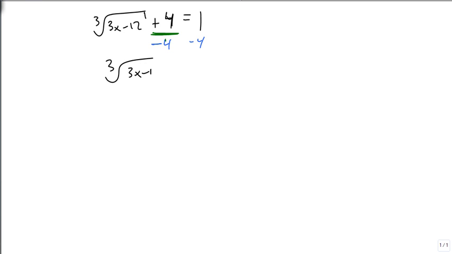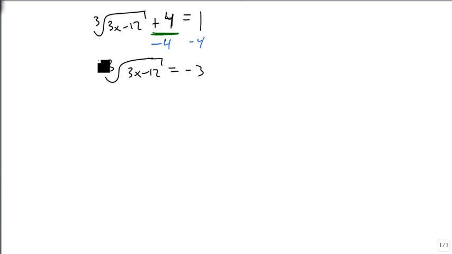Suppose we have the cube root of 3x minus 12 plus 4 equals 1. So here, this plus 4 is in our way, because I don't have the radical all by itself, and I don't ever want to deal with squaring a perfect square trinomial with a radical unless I absolutely have to. So what we're going to do is we're going to subtract 4 from both sides. So now the cube root of 3x minus 12 equals minus 3.